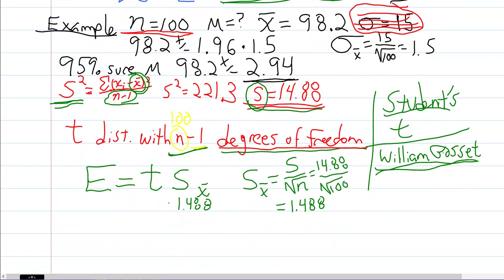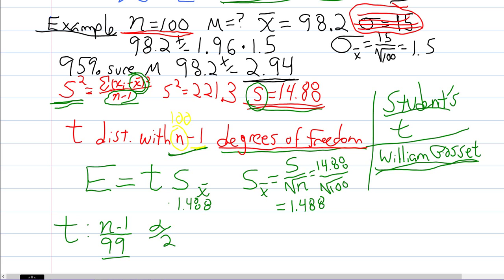Now we need to figure out what t are we going to use here instead of a z, because we can't use the normal distribution. We have to use this thing called a t with n minus 1 degrees of freedom. Okay, well, it turns out before we go to the t table, there are only two things you need to know to figure out what t to use. N minus 1, that's the degrees of freedom. And in this case, since we have a sample of 100, that's going to be 100 minus 1, 99. And the other thing you need to know is alpha over 2.